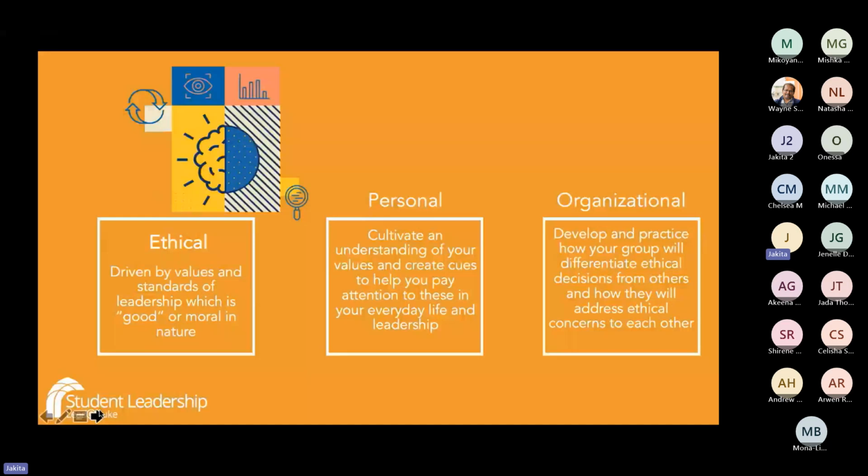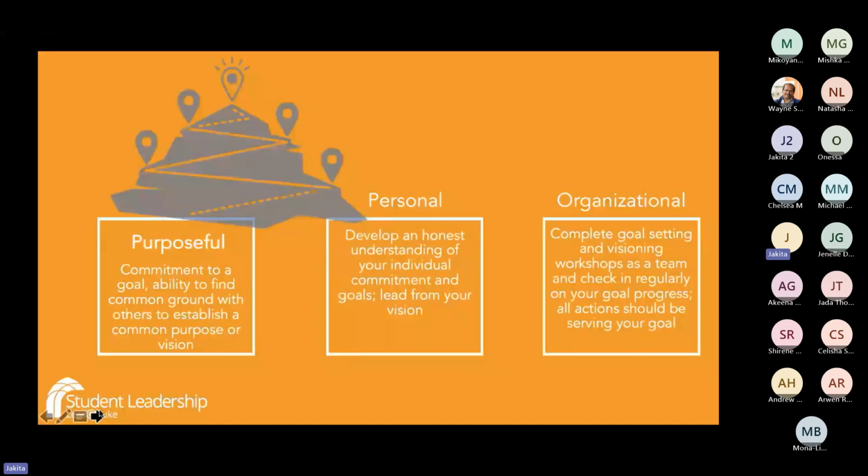Purposeful leadership is the commitment to a goal and the ability to find a common ground with others to establish a common purpose or vision. Spend time in self-reflection individually to better understand your personal motivations, commitments, and goals. You can do this through journaling, daily reflections, regular questioning of yourself, and meditation. As a team, spend time establishing your group vision, mission, and goals. Then check in regularly on those things to make sure that they are guiding your actions. Everything you do should be working towards those goals and achieving them.